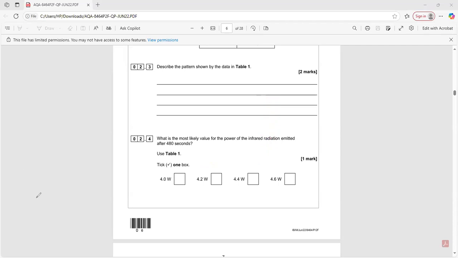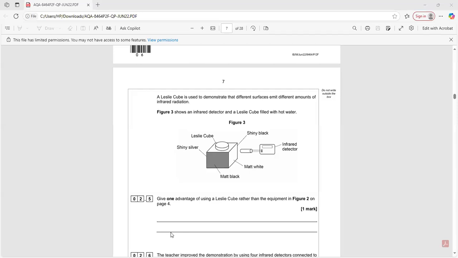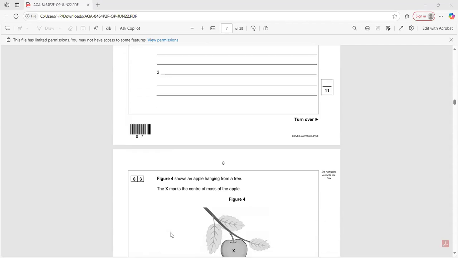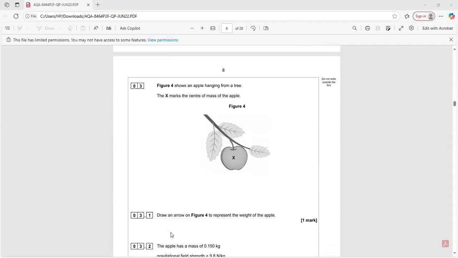Okay, so moving on. This is an experiment. Sorry, I'm skipping it. I think this one has to do with gravity and all that.